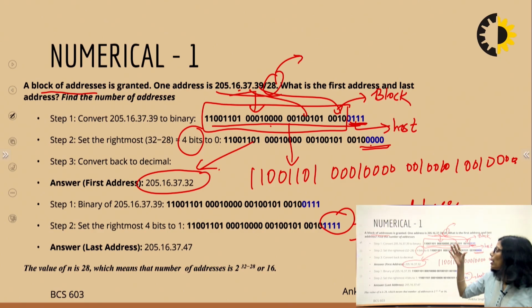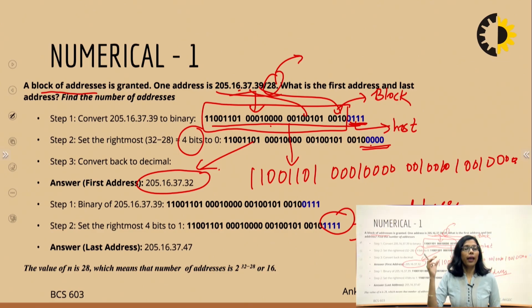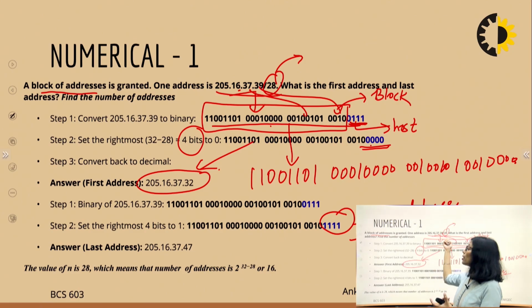Simple. So whenever you get a subnet mask, the first step is to convert the dotted decimal into binary, and then we have to fix the number of bits that is written over here as the subnet mask. That is your network part. The rest of the bits we will put as 0. When we put it as 0, this will be my first address. And if I put all the host bits as 1, this will be my last address.